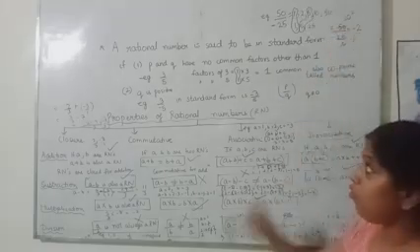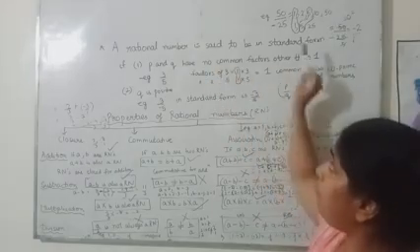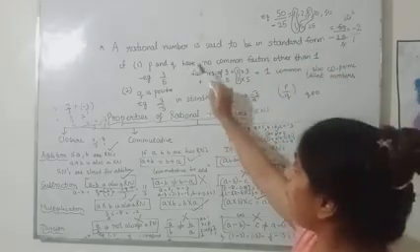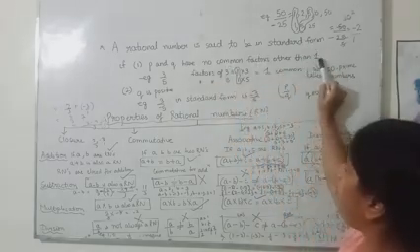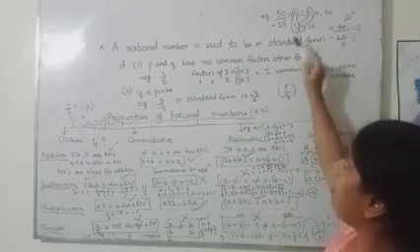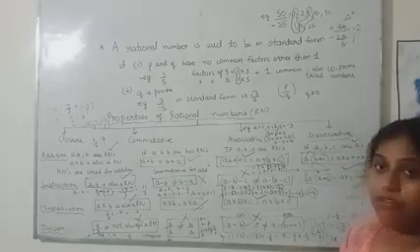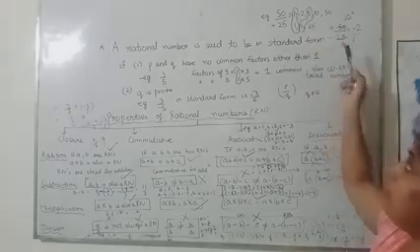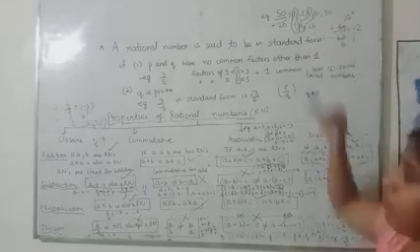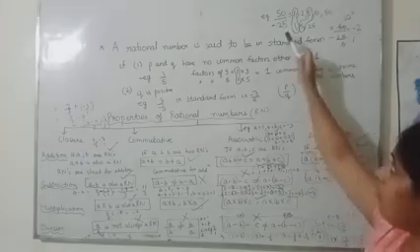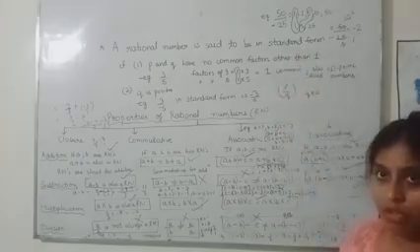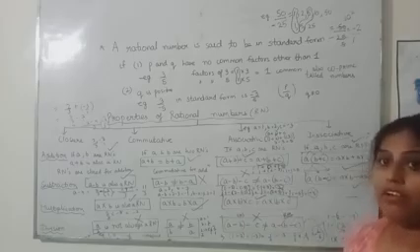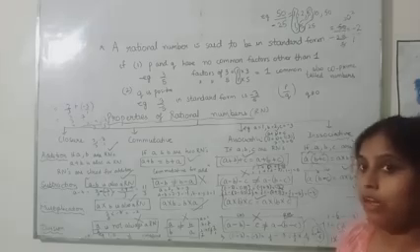So what was the definition of a rational number to be in the standard form? If they have no common factors other than 1, only then can we say that the rational number is in the standard form. But here there are more common factors other than 1. 5 is also a common factor, so it is not in the standard form. So we have to make this rational number into the standard form. How will we do that?